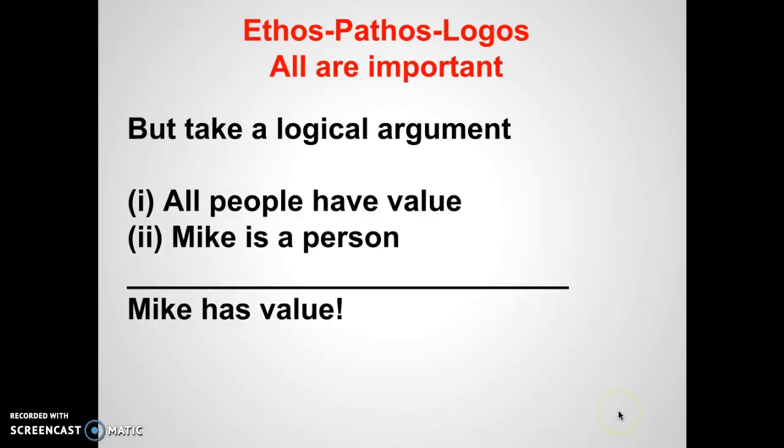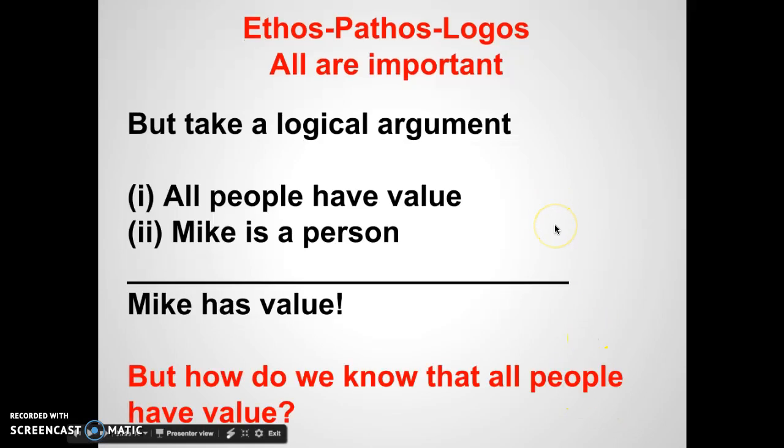Let's take this logical argument. Premise 1, all people have value. Premise 2, Mike is a person. Therefore, Mike has value. A very simple syllogism. We'll talk more about what these things mean later. But if you look at these three things, especially these premises, how we will support some of these premises is reliant on ethos, pathos, and logos.